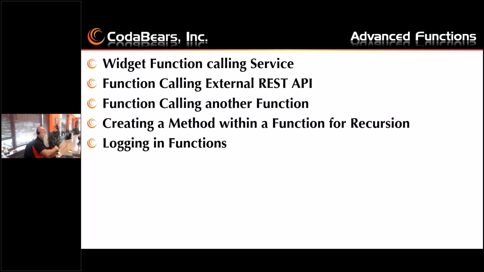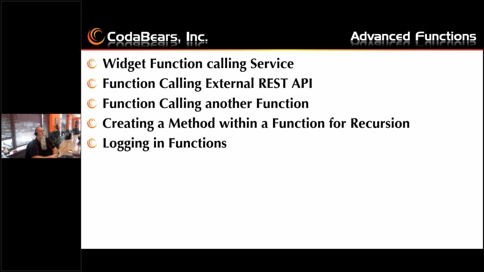All right, so what I'm going to cover today, I know this is advanced, but some people may not be familiar with some of the basic things. So I was going to do a widget function calling a service. We'll do a function that's calling an external REST API. Sometimes you can use that, for example, if you're interfacing with another partner or another service. I wouldn't do this with ADP, but let's say, for example, you needed to get ADP data. You could call their REST API and get that information via your function.